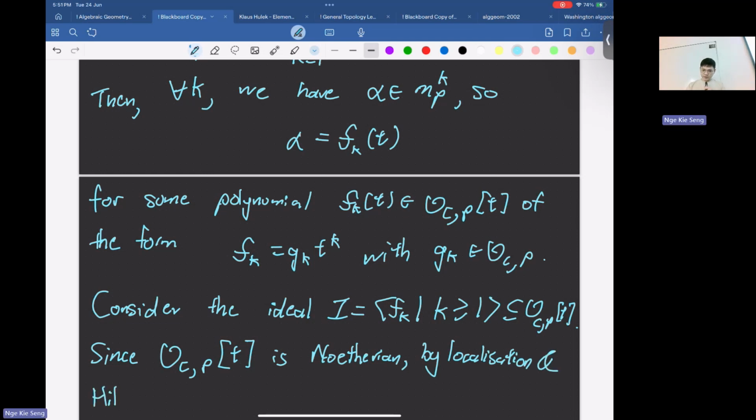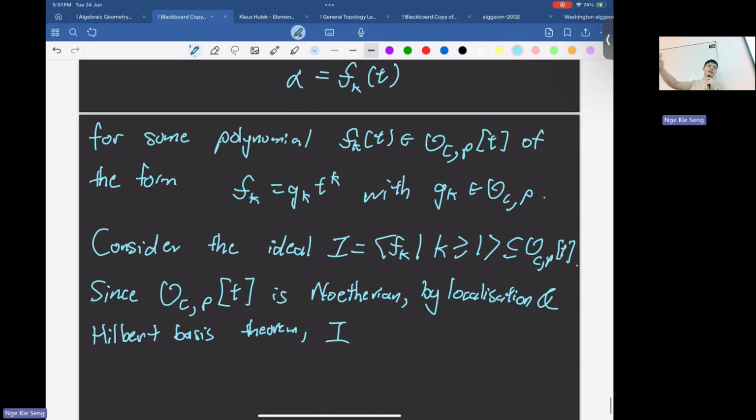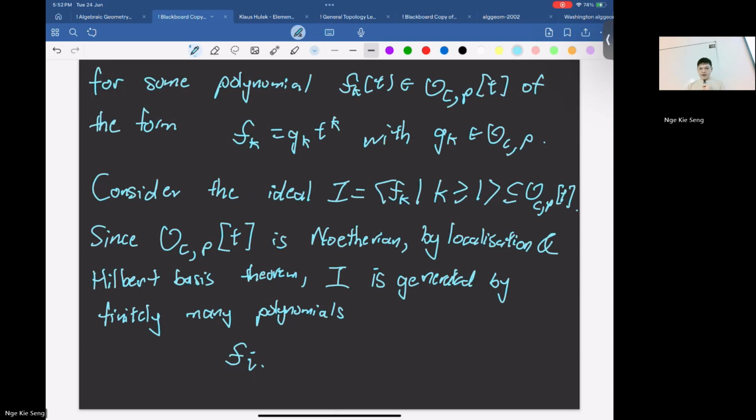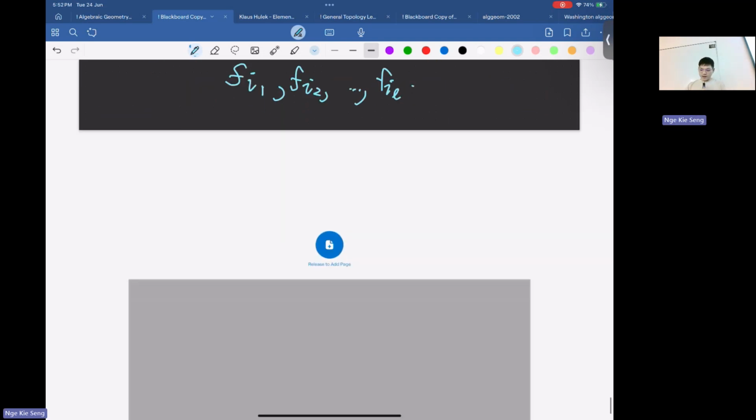So by localization and the Hilbert Basis theorem, we know that this thing is Noetherian, meaning what? Although we are generating this ideal here using infinitely many f_k, it is really just generated by finitely many of the polynomials. Maybe a few of the powers are enough to generate. So let's pick them out: f_{i1}, f_{i2}, up to f_{iL}. I don't know which ones, but choose finitely many of them.